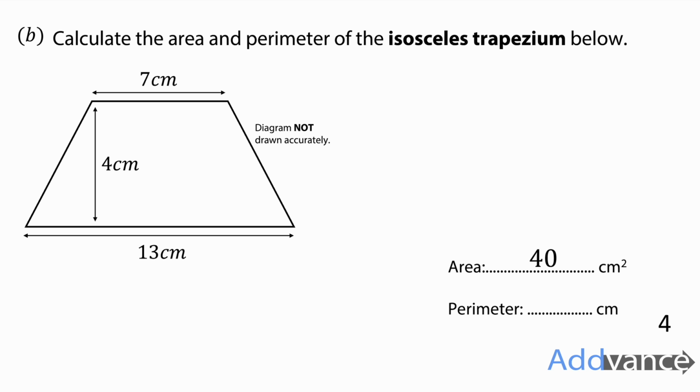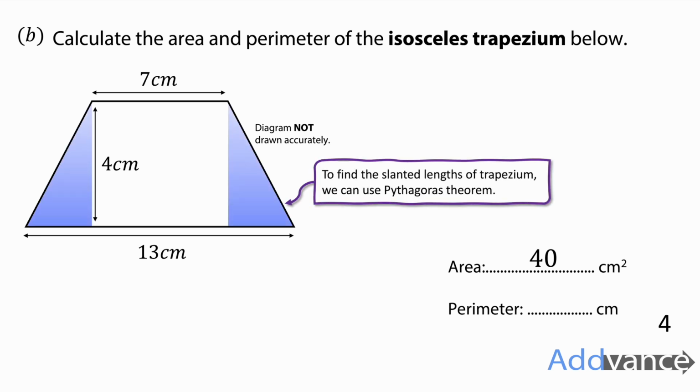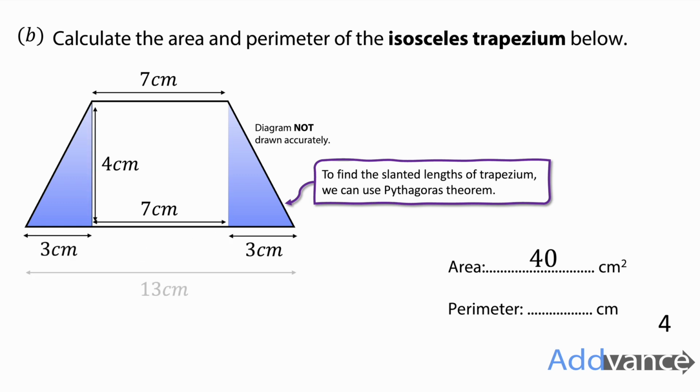Now perimeter is more complicated because we need to find out all the lengths of the trapezium, and those diagonal lengths we don't know yet. But what we can do is use Pythagoras' theorem on these triangles here. So let's focus on that triangle. I'm going to try and find the bottom length of that triangle. We know that the middle length of the trapezium is 7. So therefore we've got 3, 7 and 7 to make 13. Remember this is symmetrical, so that 3 and 3 must be the same.